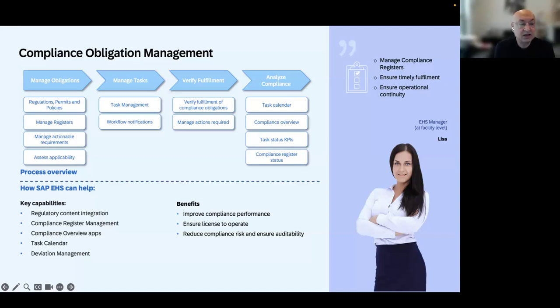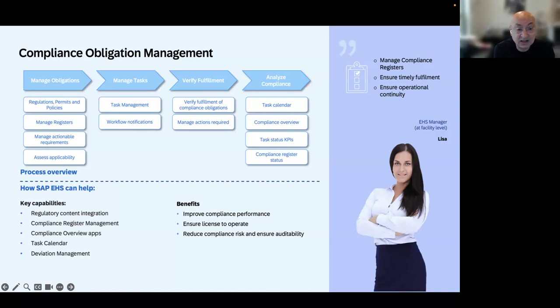Using SAP Environment Management. Well, in SAP Environment Management, you can manage obligations. You can create regulations, permits, policies, and you can have individual registers for each facility. Lisa manages her own registers for the facility that she works at. She can trigger actionable requirements from those obligations, right? Obligations could be regulations, corporate policies, management system standards, or actual permits associated with that facility, whether they are environmental permits or multimedia permits that they have to comply with. She can trigger actionable requirements and then make sure that she assesses the applicability of all those obligations within the system.